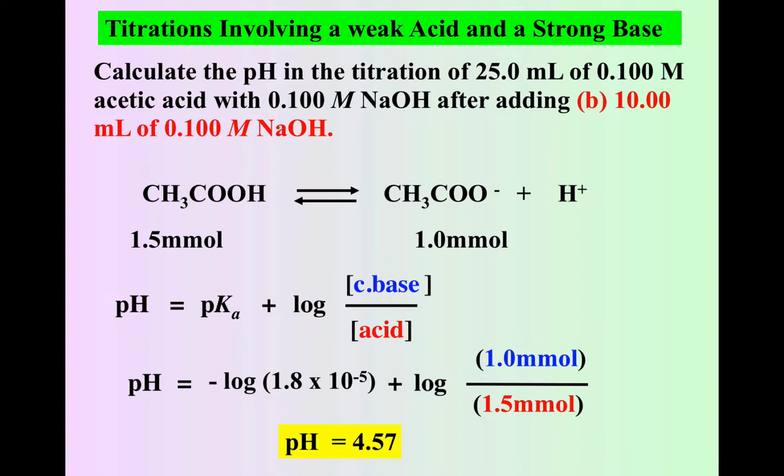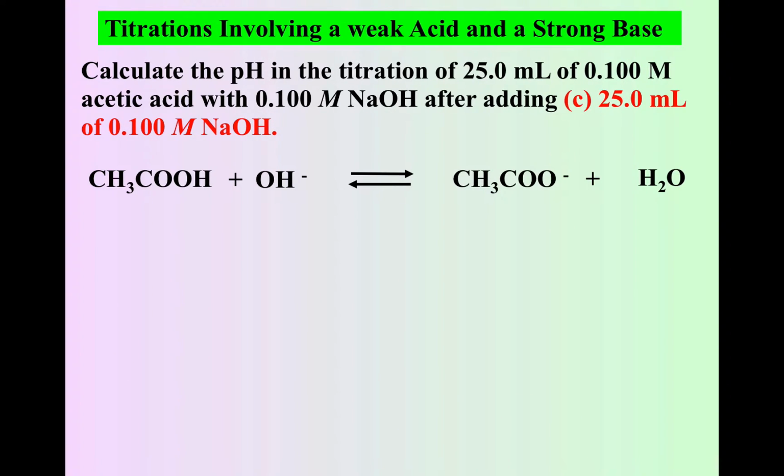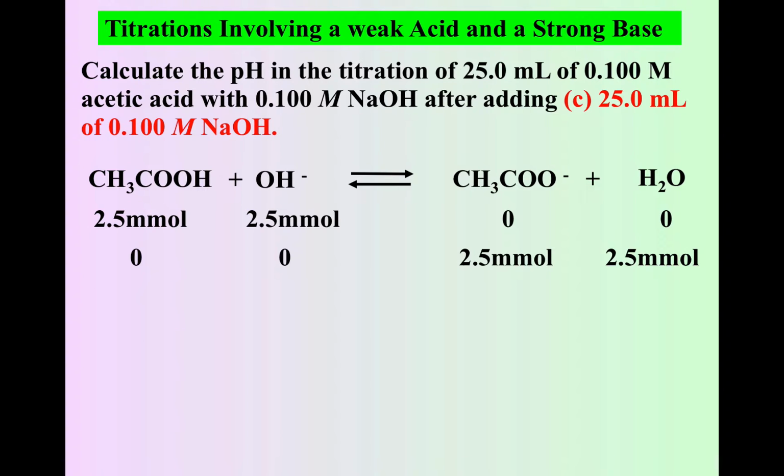So that's point B. Point C is the equivalence point. I'm adding 25 milliliters of the 0.1 molar hydroxide, so I've got 2.5 millimoles of hydroxide and 2.5 millimoles of the acetic acid. Ready, set, go. They burn each other up. And I ask myself the question, what's still in the solution that's affecting the pH? Well, that 2.5 millimoles of acetic acid went to form 2.5 millimoles of acetate. So that's what's affecting the pH at this point.